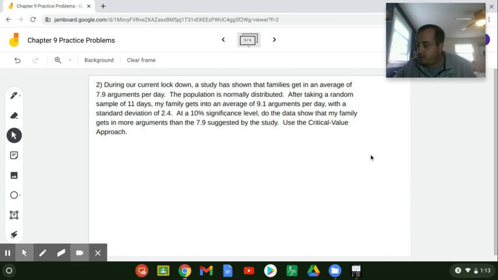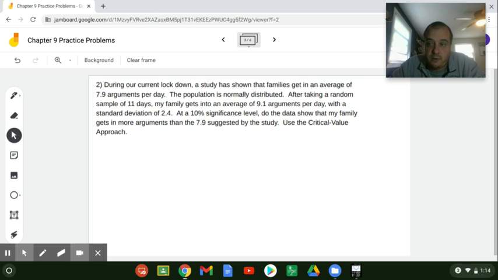On prompt number 2 right here. During our current lockdown, a study has shown that families get an average of 7.9 arguments per day. The population is normally distributed. After taking a random sample of 11 days, my family gets into an average of 9.1 arguments per day with a standard deviation of 2.4. At a 10% significance level, do the data show that my family gets in more arguments than the 7.9 suggested by the study? Use the critical value approach.